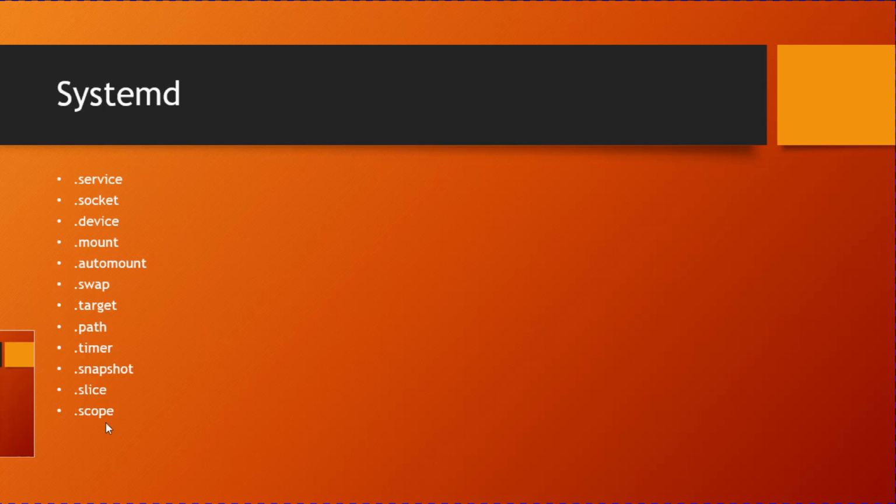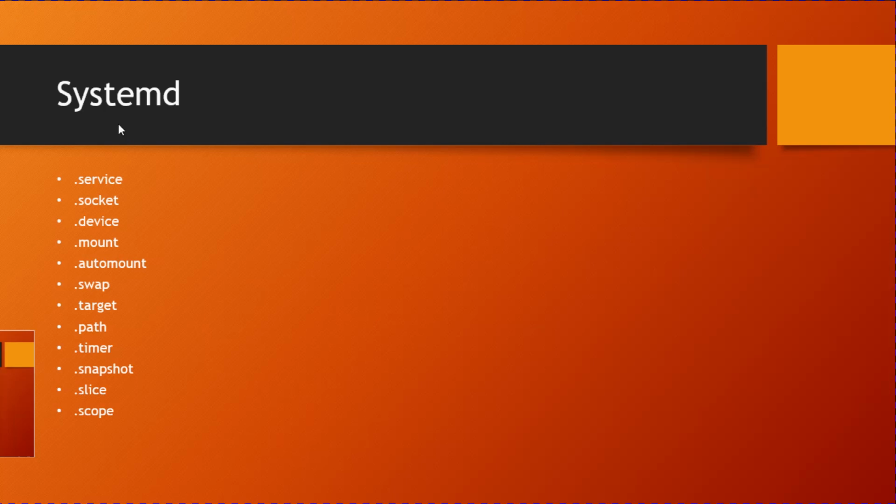There are 11 different types of units, from service to socket, device, and then your mounts, which are your file system mounts in the /etc/fstab file, auto mounts that are automatically mounted, swap space, target, which is for synchronization between various units, path, timer to specify which unit will be started when, snapshot, which is executed by the systemctl snapshot command, and it basically takes a state of the system and creates a snapshot from it, so you can restore the state of that system through that snapshot, and slice and scope.